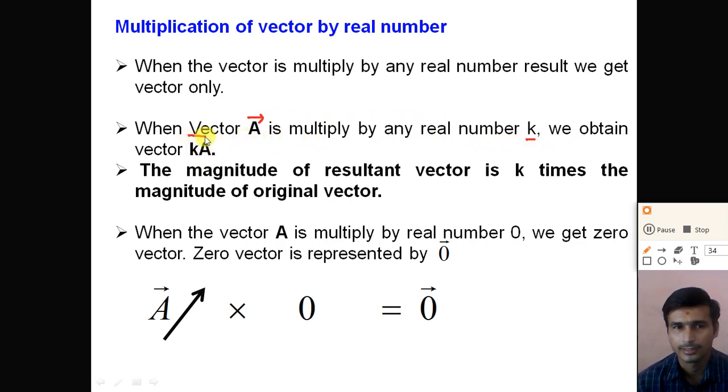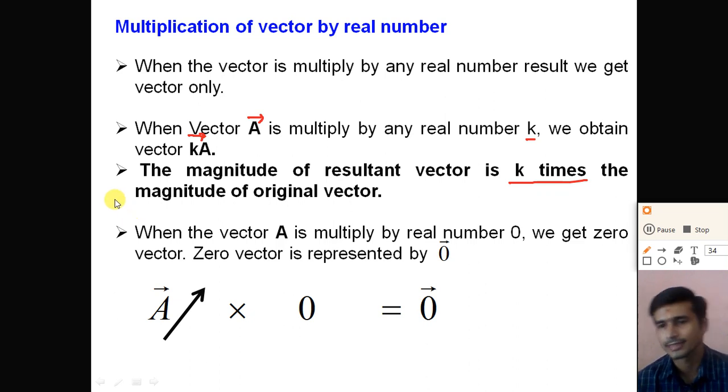Now this vector has a magnitude k times the magnitude of the vector a. So by multiplying a vector a by a real number k, we obtain a vector ka, and the magnitude of the resultant vector is k times the magnitude of the original vector, right? So if k is greater than 1, the magnitude of the resultant vector increases. If k is less than 1, the magnitude of the resultant vector decreases.